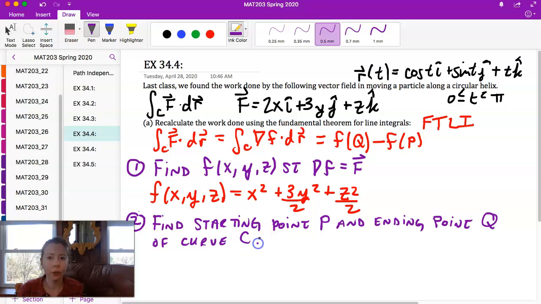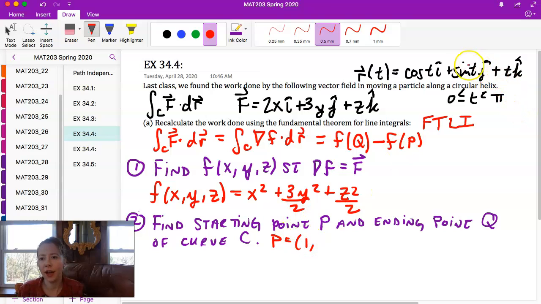So we were given our position as a function of time, our position vector as a function of time. And so now we're going to have to convert it to coordinates by evaluating, well, we started at a time of 0. So what was our position at time of 0? We ended at time of pi. What was our position at pi? So our starting point, P, is going to equal, well, if we take cosine 0 for our x component, that gives us 1.